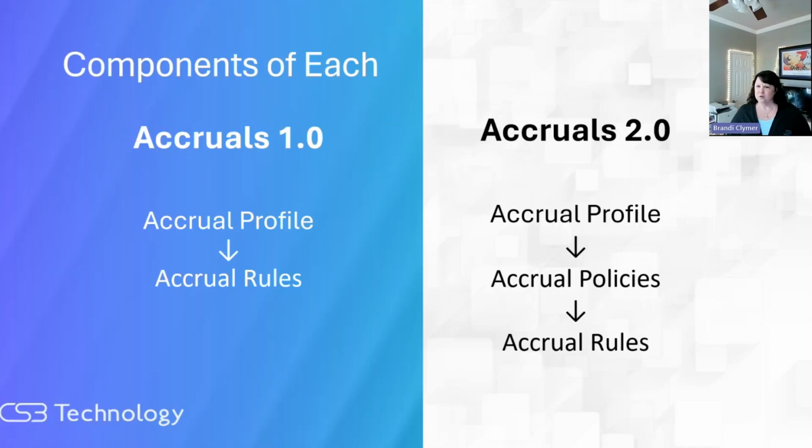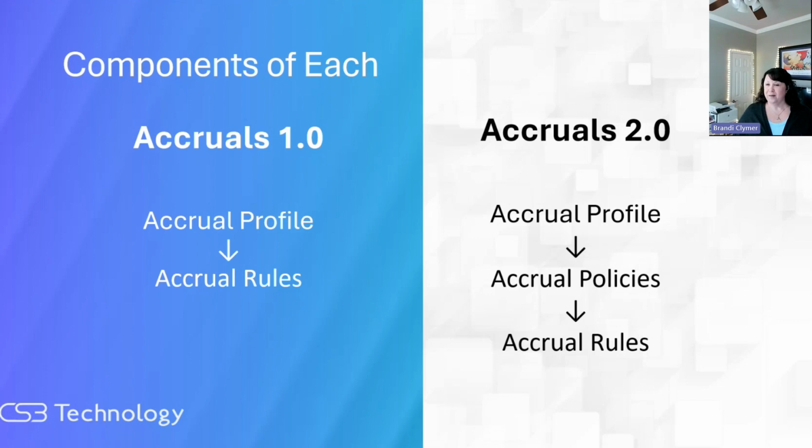So in accruals 1, the accruals profile contains the accrual rule for each time off type. The settings and the award schedule are all defined within these accrual rules. These settings are always present, whether or not the accrual rule uses them.